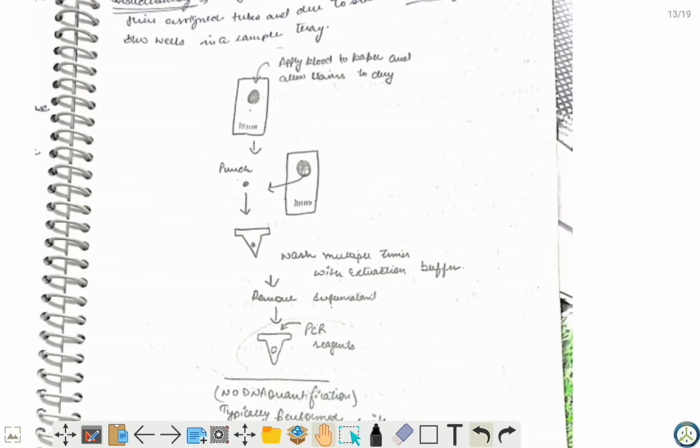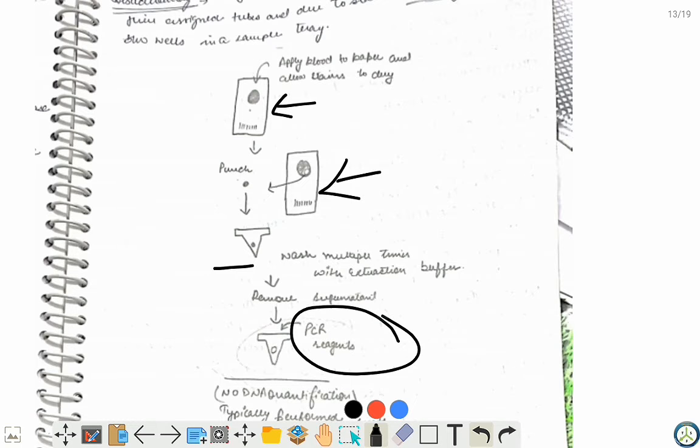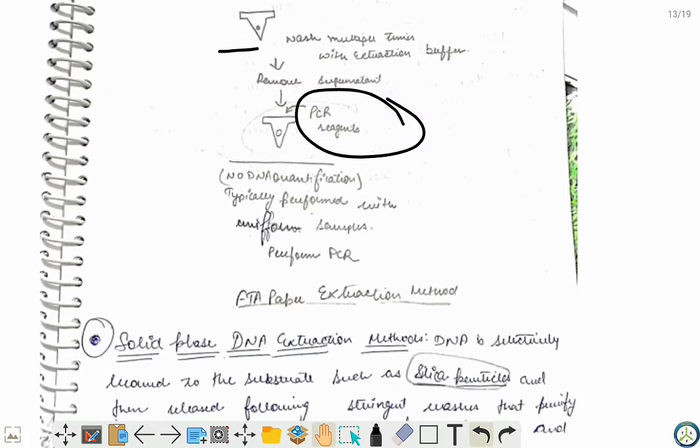Okay, so the process is simple: here we put a drop of the blood, then we have to take a punch. Okay, we take a small punch, then we have to wash the sample, then we have to add the PCR reagents here. There is no need for quantification here, and we can directly add it to the PCR amplification method.